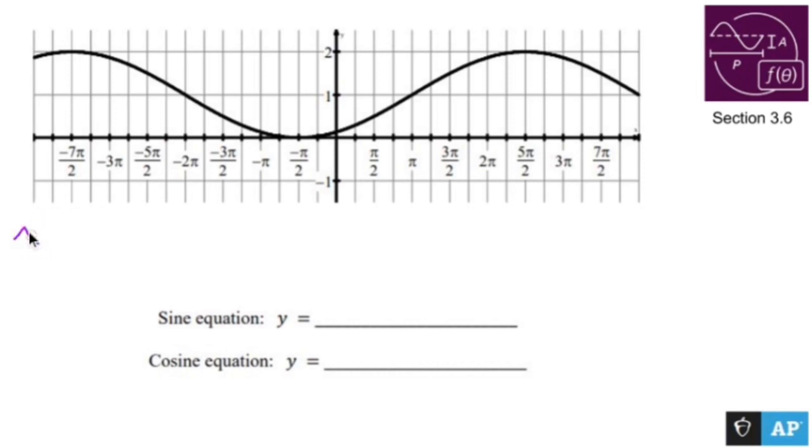This is what I know sine looks like. I know sine starts at 0, 0. It peaks out at 1, it bottoms out at -1, and it repeats itself every 2 pi. We don't have that. We don't have that at all.